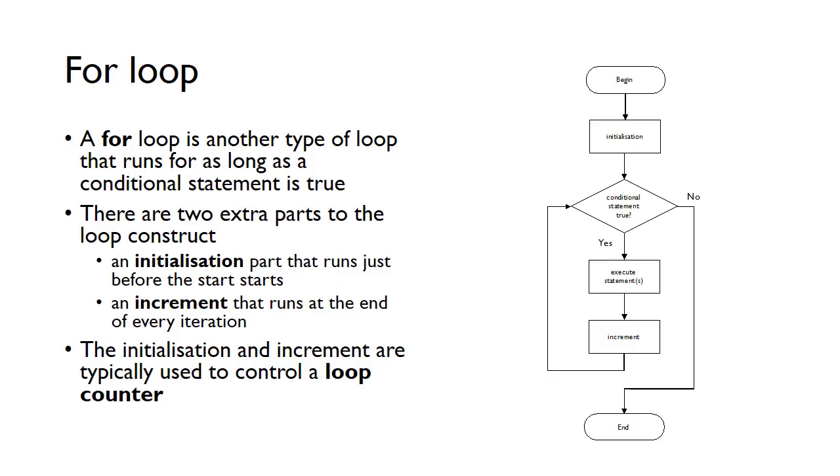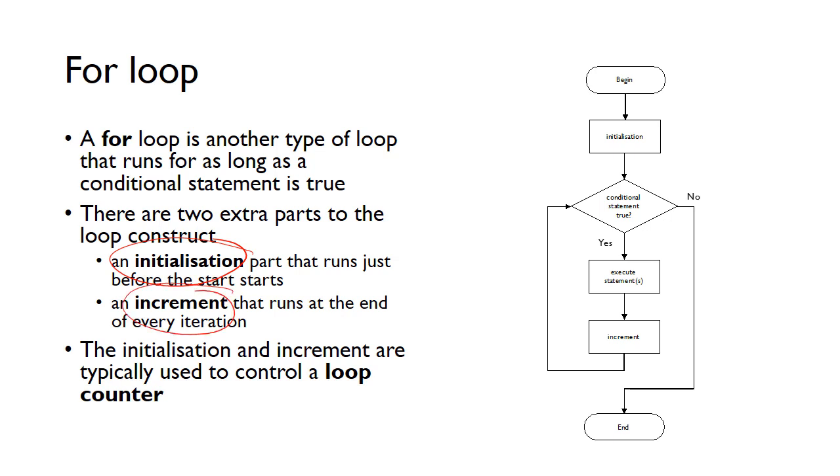So in fact, the last type of loop we'll see is called a for loop, and this runs for as long as a conditional statement is true. That's similar to a while and a do while loop, but there are two extra parts to this loop construct for a for loop. We've got an initialization part and then an increment that runs at the end of every iteration.